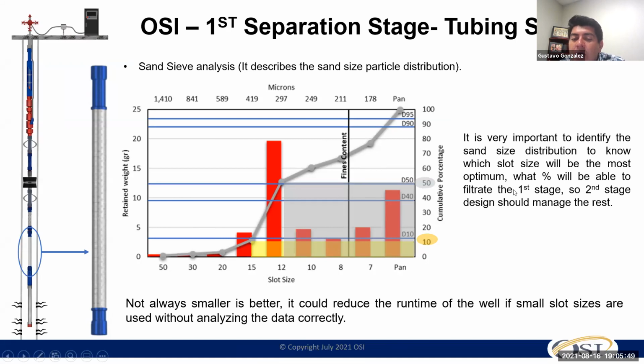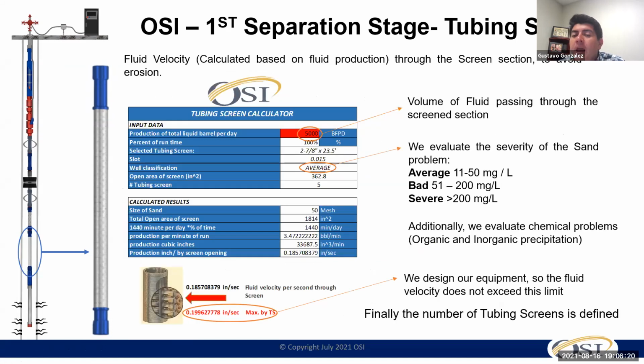So this is kind of what we're going to see, and we're analyzing whether I can handle all of this sand with just one stage, or if I actually need an additional stage to handle the finer particles, or if I'm just going to give my ESP the remainder of the sand that the screen couldn't filter. So that's part of the decision we have to make, based on the metallurgy that we're using on the pumps and the expectation that we're seeing in this particular field.